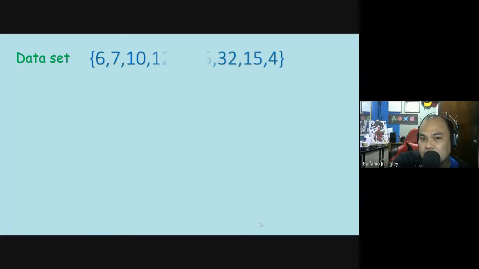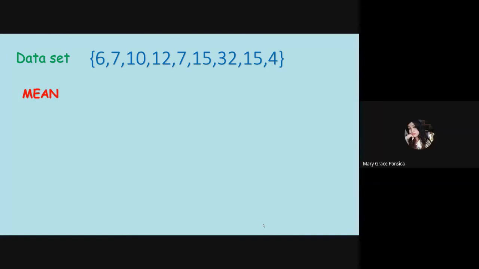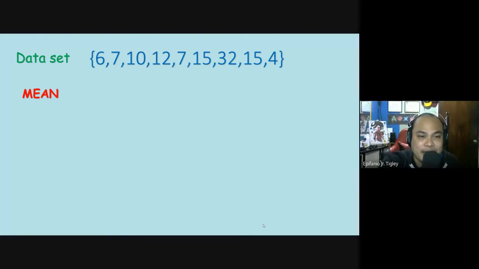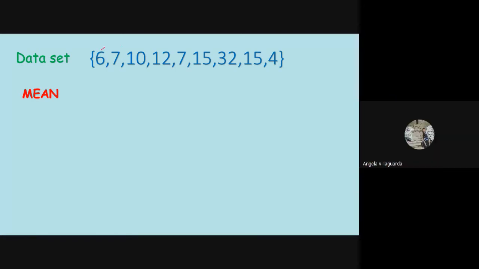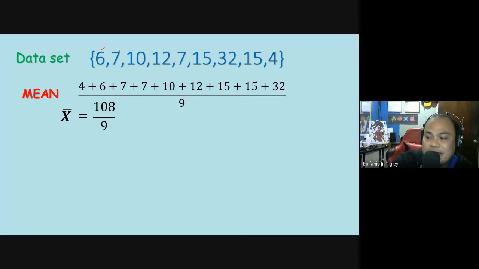Is it clear? Okay, let's have this example. Let's get the mean. What do I do when getting the mean? Add, then divide by how many data there are. 9. Okay, so I will add everything: 4 plus 6 plus 7 plus 7 plus 10 plus 12 plus 15 plus 15 plus 30, divided by 9. The sum will give us 108. What is 108 divided by 9?